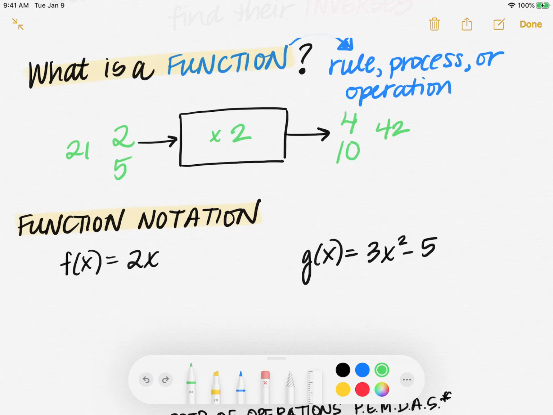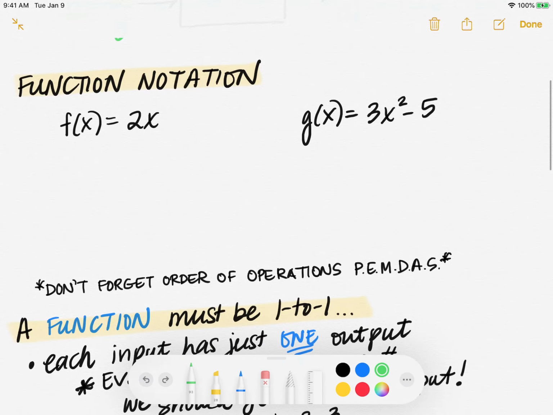So let's talk about function notation. You guys have seen this already. You saw this in task 1.2. This letter on the side is the name of our function. The name of the function is f. So we give our functions a bunch of different names so we can actually refer to them. Instead of calling it times 2, we can just say f. In contrast, the name of this function is g.